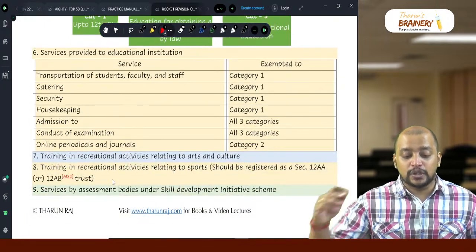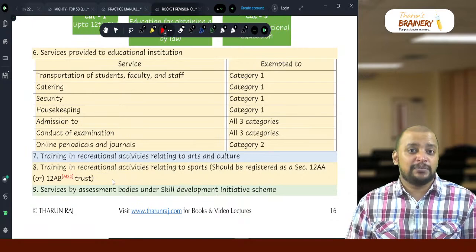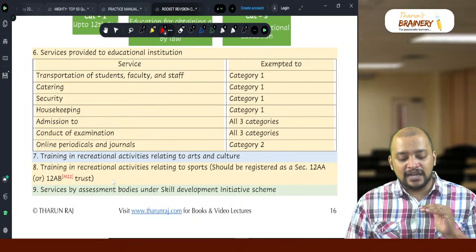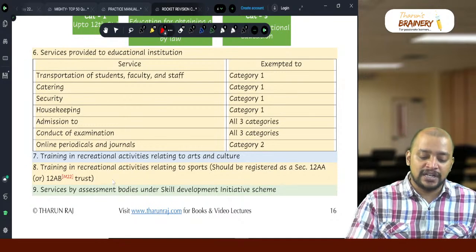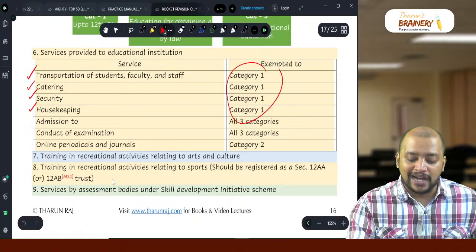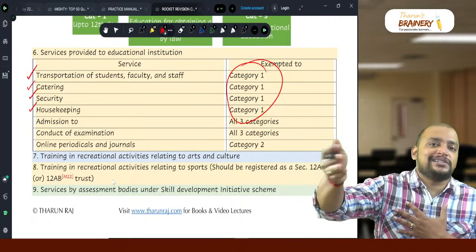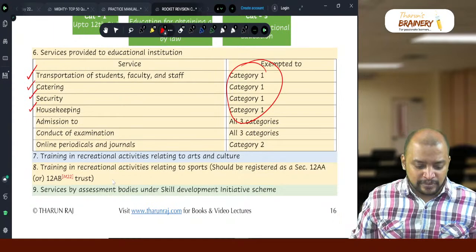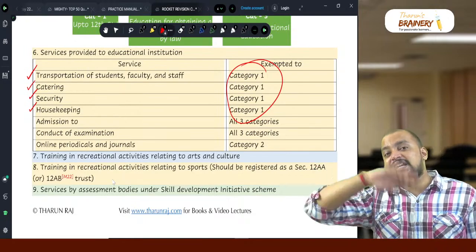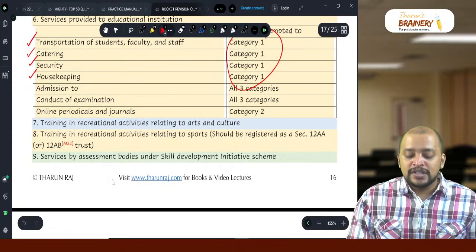Now, service provided to education institution. What is that service? Transportation of students, faculty and staff, security and housekeeping, and then catering service. Three services actually. Transportation of students, faculty and staff, catering, security and housekeeping services provided only to category 1 is exempted. Whereas admission to and conduct of examination provided to education institution, all three categories it is exempted. Then online periodicals and journals, only for category 2 it is exempted, but for category 1 and 3 it will be taxable.